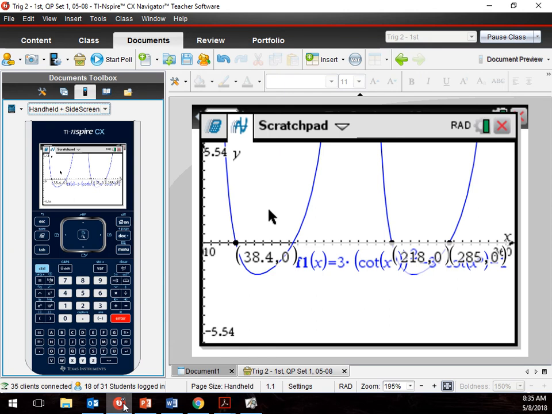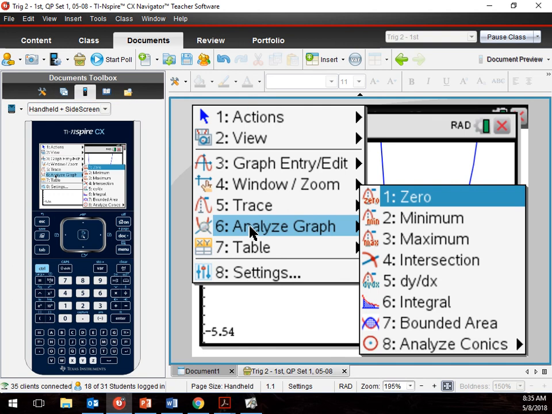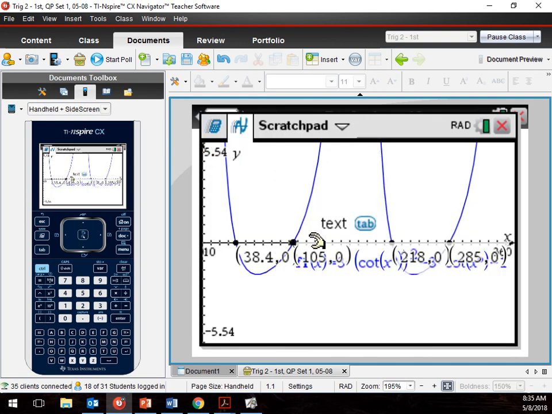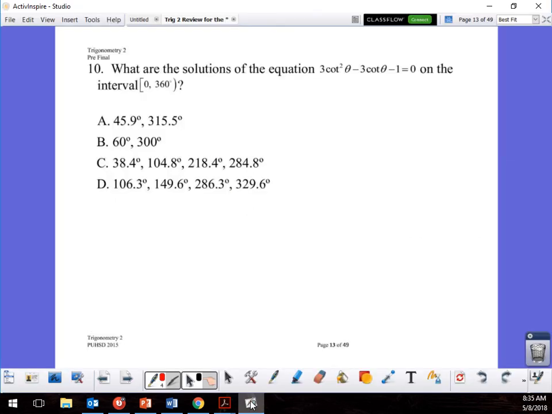4. My calculator is already spitting out some of the other ones because I already had it set up on the previous to find zeros. And I'm just missing this one right here, so I need to go ahead and still find that one. Analyze, 0. 38.4, 105, 218, 285. There it is right there.